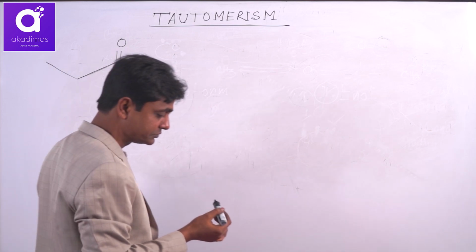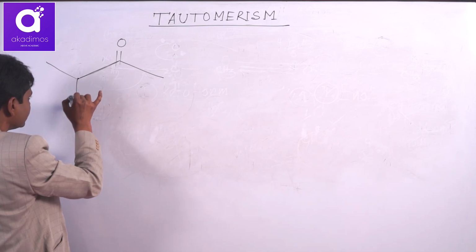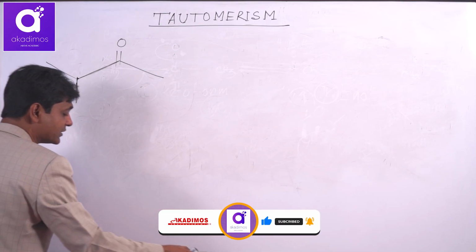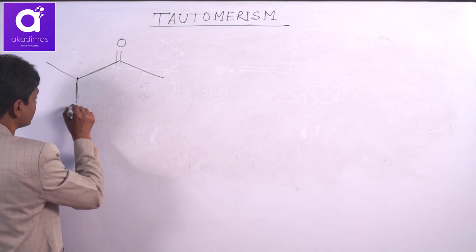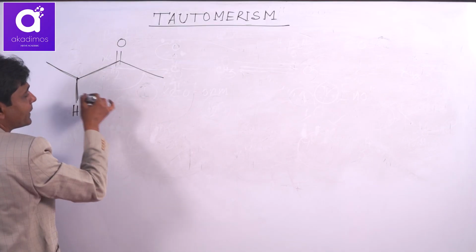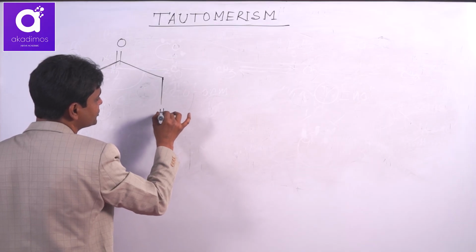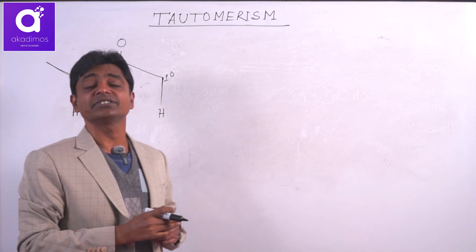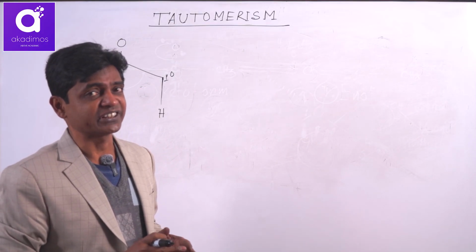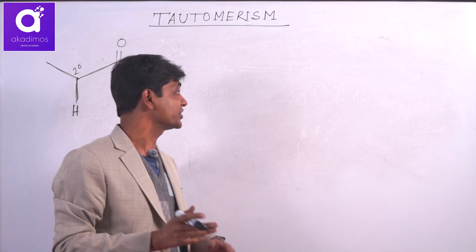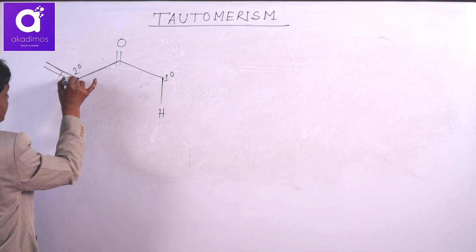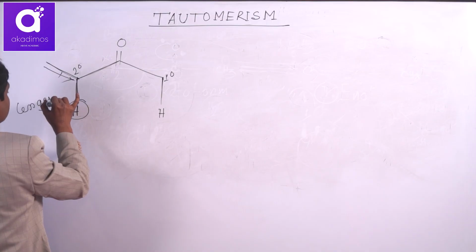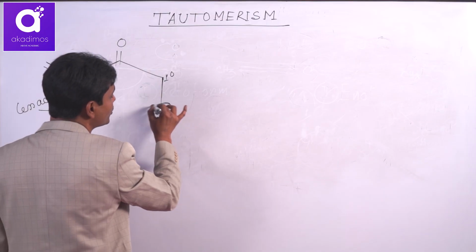Butan-2-one. See here, you will get alpha hydrogen. This is alpha hydrogen, and this alpha hydrogen is secondary, 2 degree. Here this alpha hydrogen is primary, 1 degree. And you know from general organic chemistry, 2 degree hydrogen is less acidic than 1 degree hydrogen due to the +I effect of the methyl group. This is less acidic. This is more acidic.